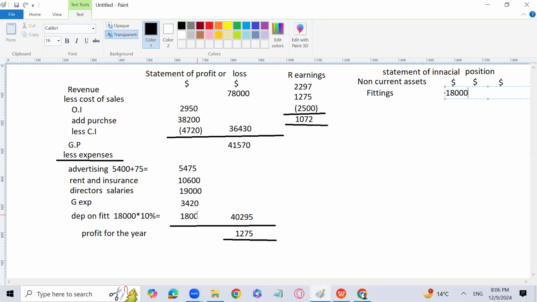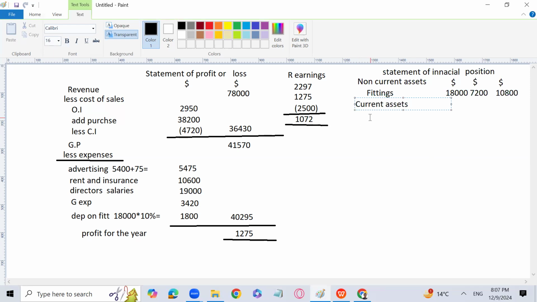1800. So 5400 plus 1800 is the total depreciation. Both will come 7200, and that will be subtracted from 18,000. So the answer is going to be 10,800. So that will be the non-current assets. Then I will move towards the current assets.